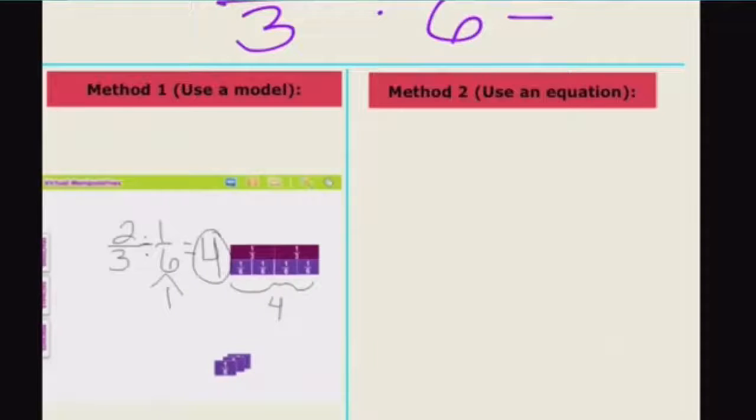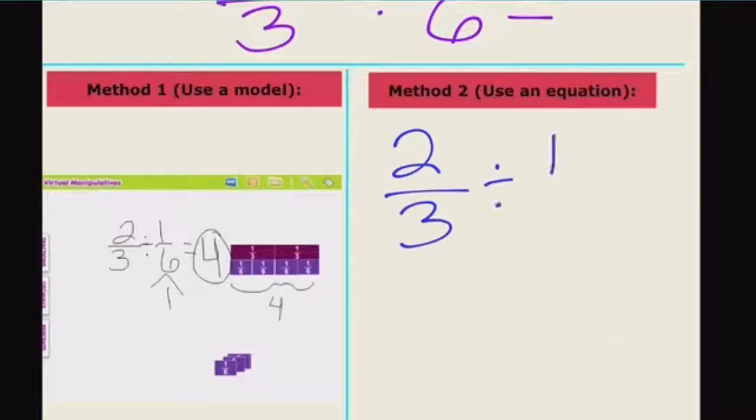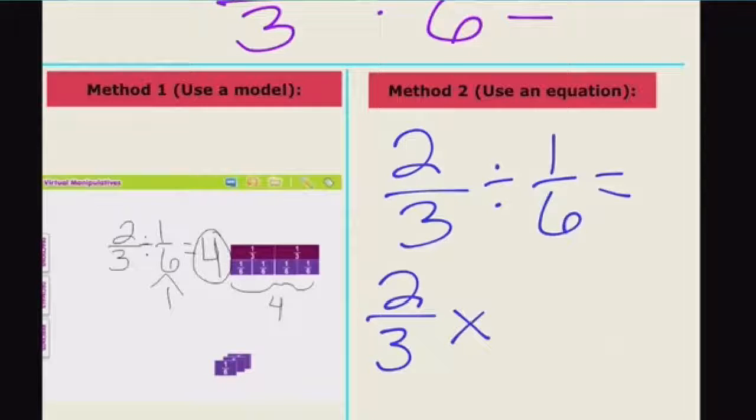Okay, second method, let's go ahead and use our equation. So we've got 2/3 divided by 1/6. Again, we're going to rewrite this as a multiplication problem. So we've got 2/3 times reciprocal of 1/6 is 6/1. You got it. Look for things you can cancel.